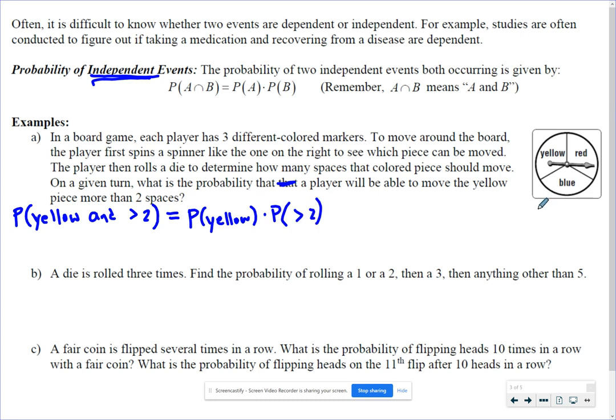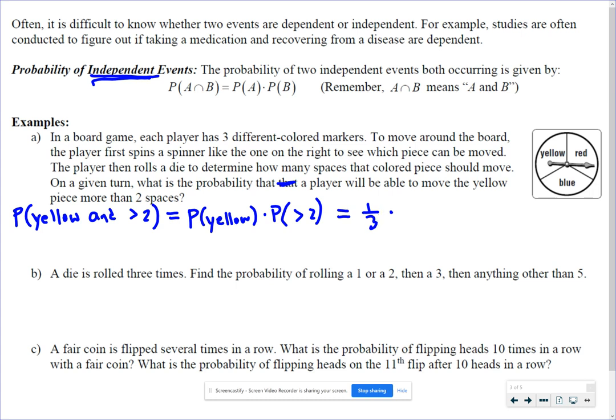So look at our spinner. The probability of a yellow is going to be 1/3. Each of those spaces, the yellow, the red, and the blue space, are all the same size. So the probability that it lands on yellow is 1/3. Probability of red would be 1/3. Probability of blue would be 1/3.